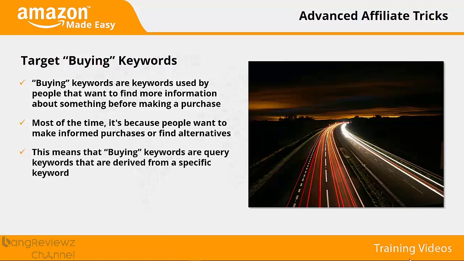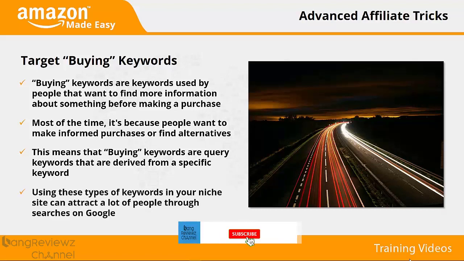This means that buying keywords are query keywords that are derived from a specific keyword, such as best blue smartphone when looking for blue smartphones. These types of keywords are important because people using them are ready to make a purchase the majority of the time. Using these types of keywords in your niche site can attract a lot of people through searches on Google.